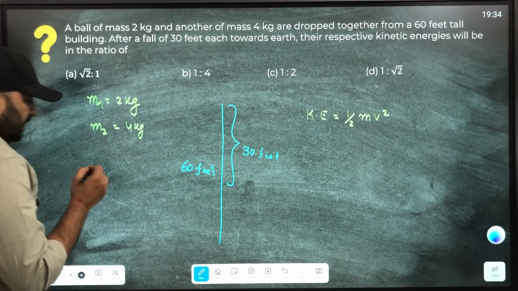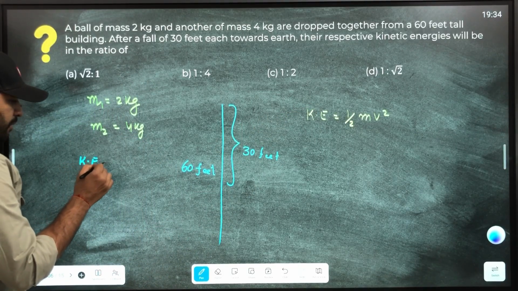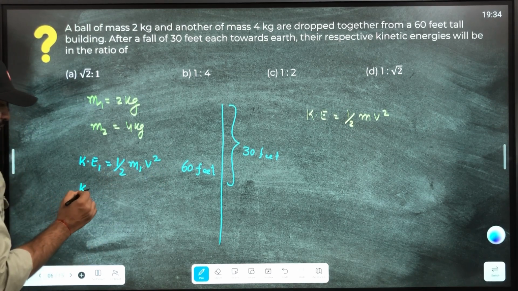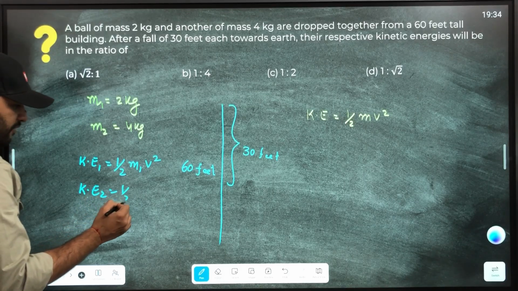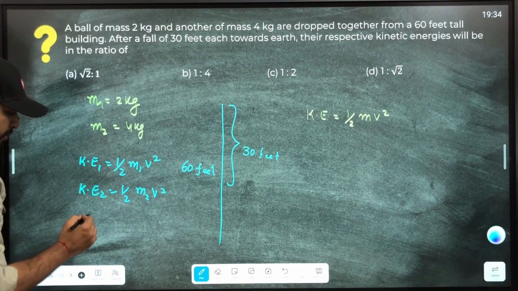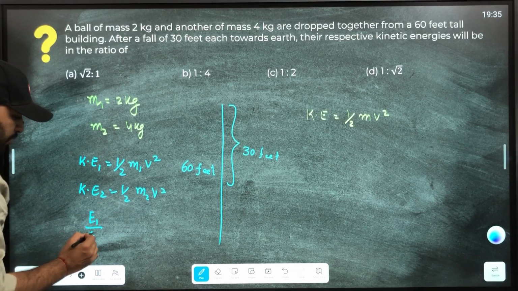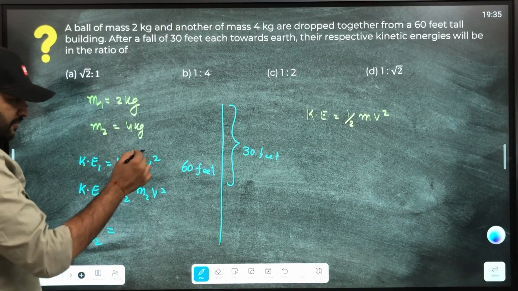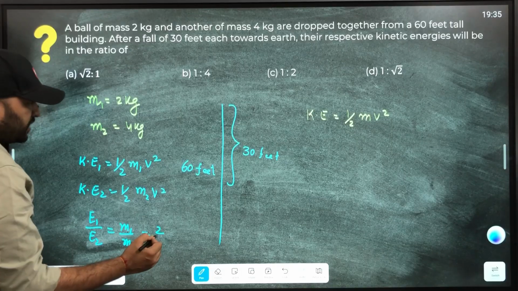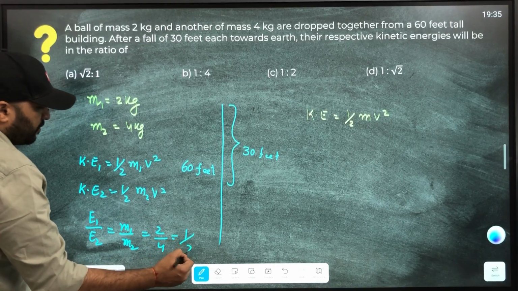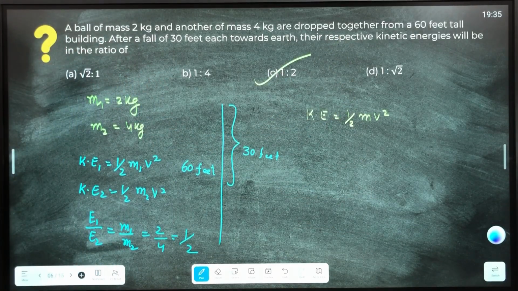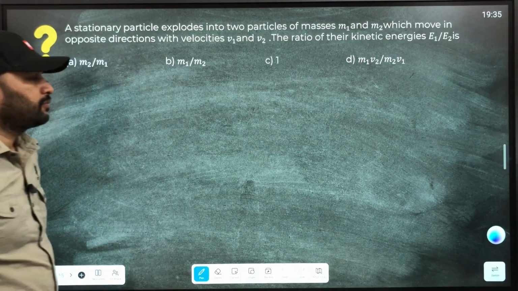So let's use this kinetic energy formula. Kinetic energy 1 will be equal to half m1 v square, and kinetic energy of the second particle will be equal to half m2 v square. Now they are asking the ratio of both. So when you divide, E1 upon E2 will be equal to half cancelled, v square cancelled, m1 upon m2. Now what are our m1 and m2? Sir, m1 is 2 kg and m2 is 4 kg. The answer is straight away 1 by 2, a 1 by 2 ratio. Be very, very careful with this. Yeah. Let's see the next question. Great.